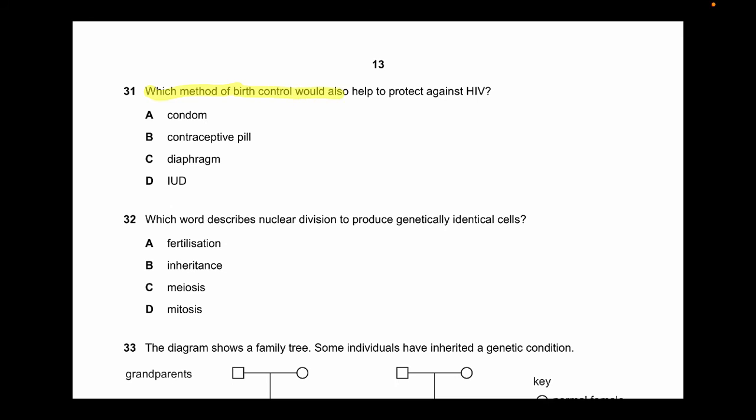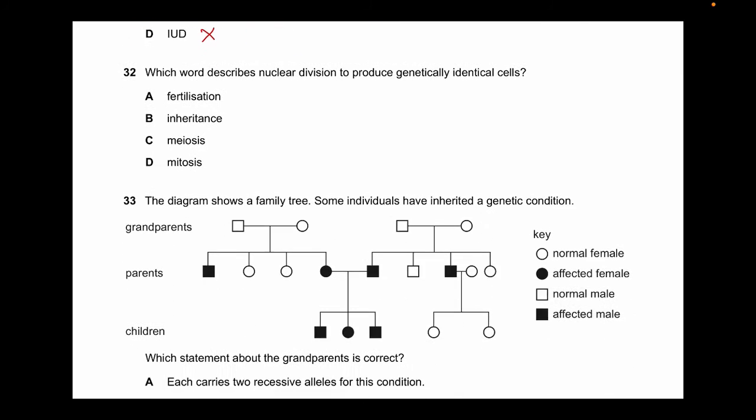Which method of birth control would also help to protect against HIV? To protect against HIV, we need a barrier method, and the barrier method must not allow any mixing of bodily fluids. So condom is the right choice. Contraceptive pill is a chemical method. Diaphragm is a barrier method, but it allows mixture of fluids. IUD also is a chemical method, so option A is the only correct answer.